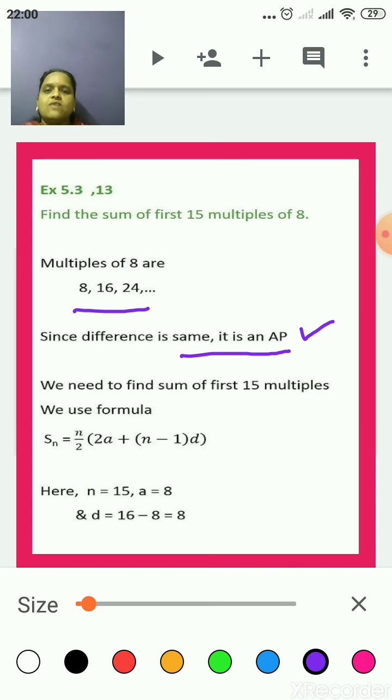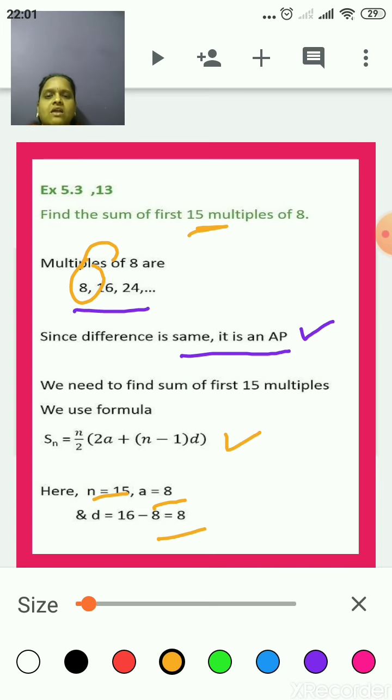Now, what is your sequence? 8, 16, 24 and so on. What is your A value? A is 8 over here. Now, what is your D? 16 minus 8 is 8. Correct? So D is also 8. And they asked you to find the sum of the first 15 multiples. That means N is 15. So, can you see the given part again? That is N equal to 15, A equal to the first term 8 and D is 8.